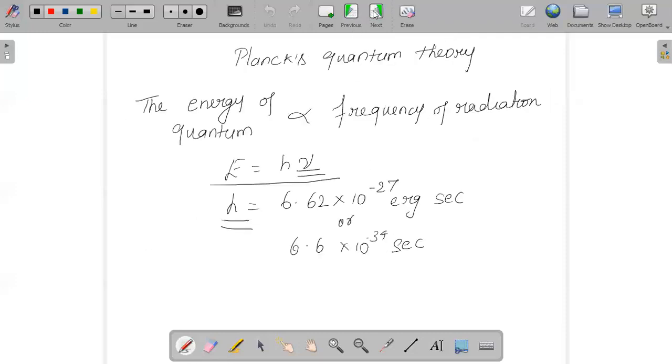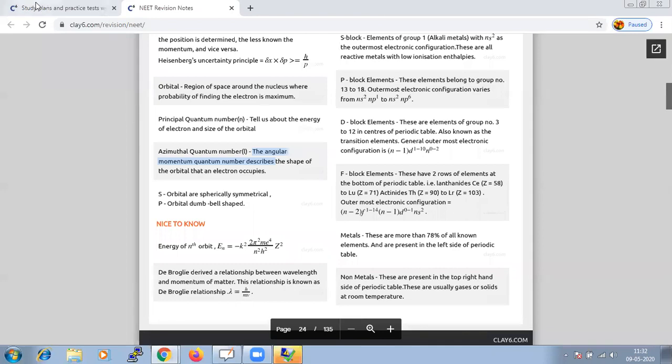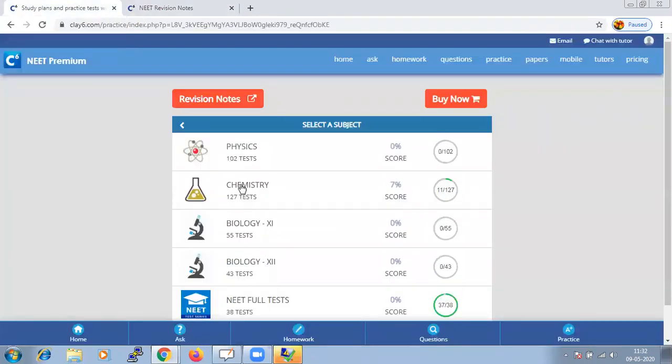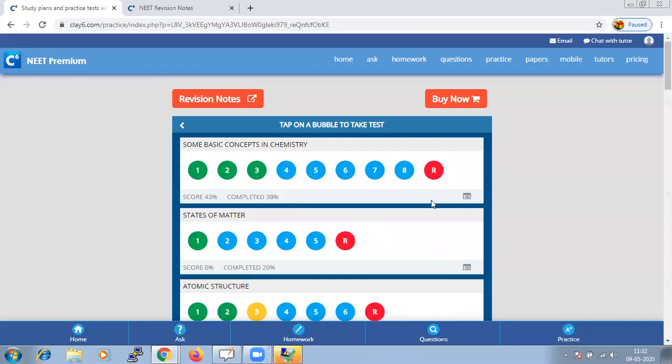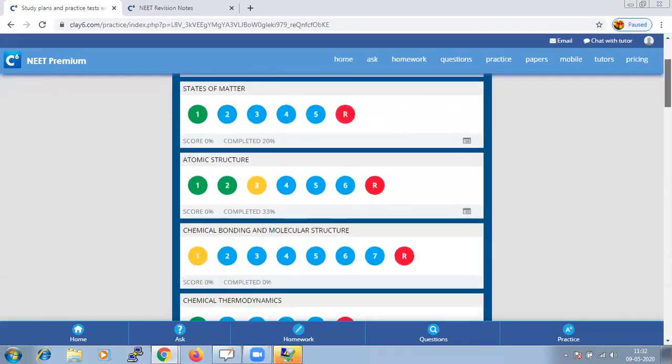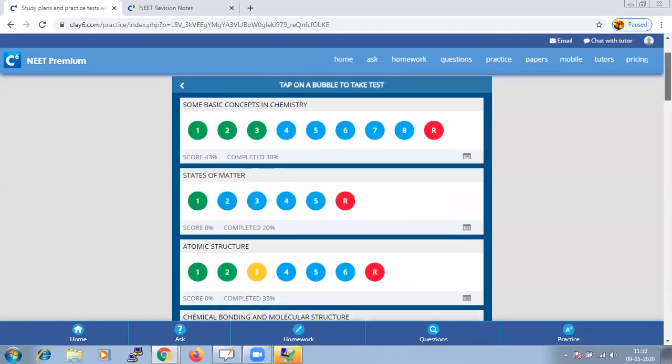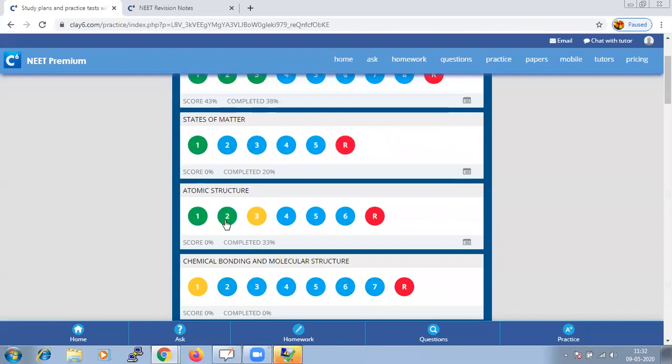Okay. So we are done with the concept of atomic structure. Let us do a test and analyze how much we have understood. If you go to chemistry, we have a chapter-wise test. It is better that as and when you study the chapter, you try to take the test so that you could feel how much you have understood.